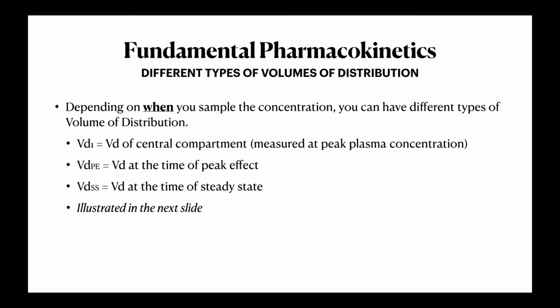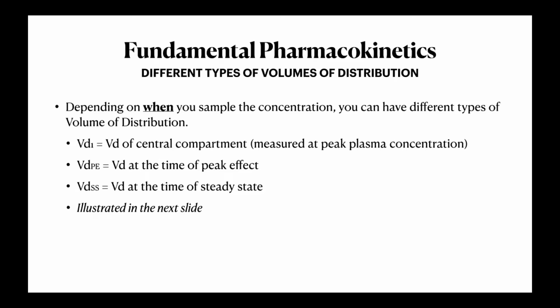Now, this is important because depending on when you sample the concentration, you can have different types of volumes of distribution. That's why with the different texts that you'll see, different ones being quoted, and you might see different numbers as well. The reason for that is that there are multiple volumes of distribution that you can use. VD1 is called the volume of distribution of the central compartment, which is measured at peak plasma concentration. The volume of distribution of peak effect is called VDPE. And then after that, you also get the volume of distribution at steady state. And there are multiple others that you might see as well.